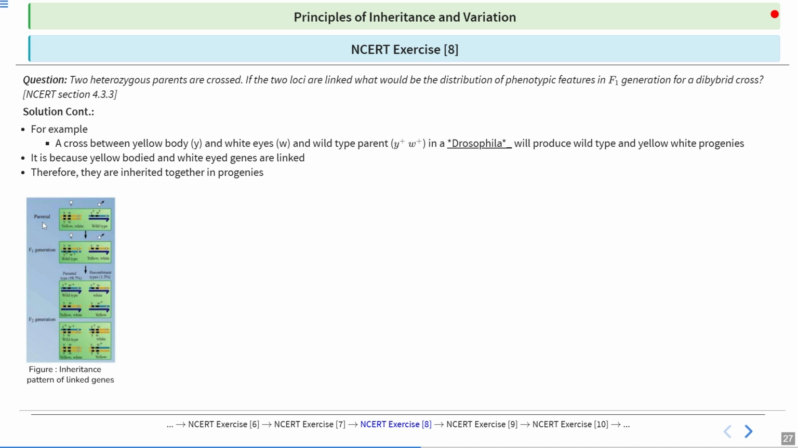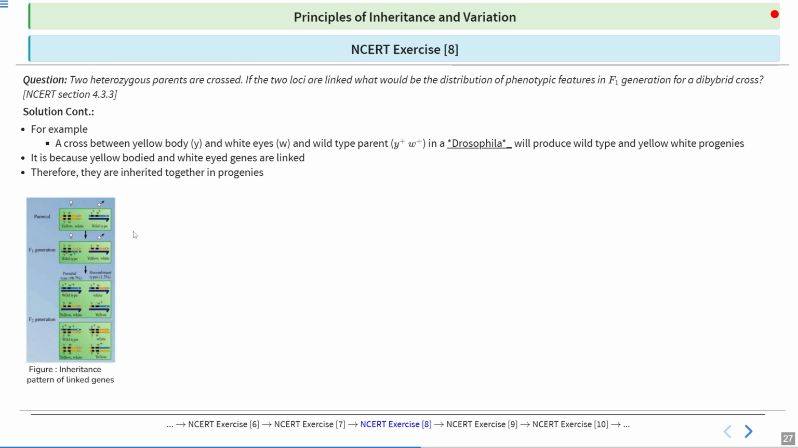So these are the two parents. You can make the gametes, then calculate the F1 generation, and after the F1 generation, you will get the F2 generation. You can see parental combinations are more here as compared to recombinants. Parental combinations are 98.7%, and recombinants are only 1.3%. So whenever you get more parental combinations, it means the two genes are linked together. The y and w genes are linked together. The recombinants, the non-parental types, are very few.